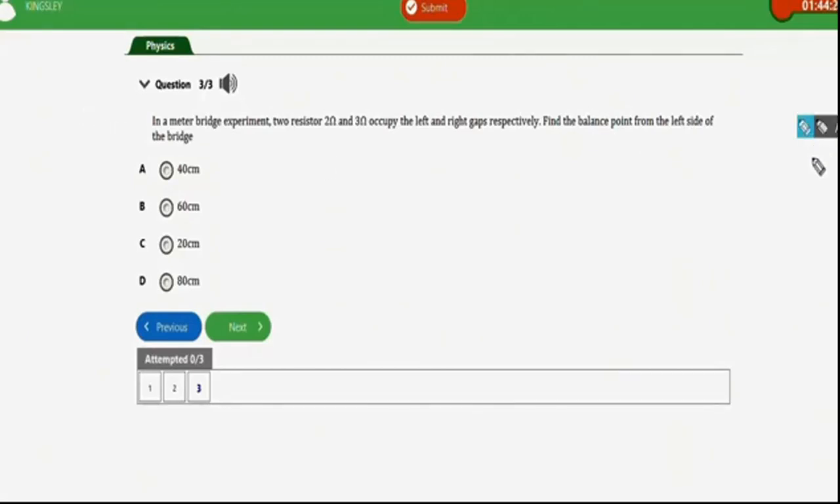Okay, so guys, remember our formula, we have R1 over L1 equals R2 over L2. So basically we have the two resistors to be 2 ohm and 3 ohm respectively. So we are looking for L1, the balance point from the left. And if they had said the balance point from the right, it would have been the L2 we'd be looking for.